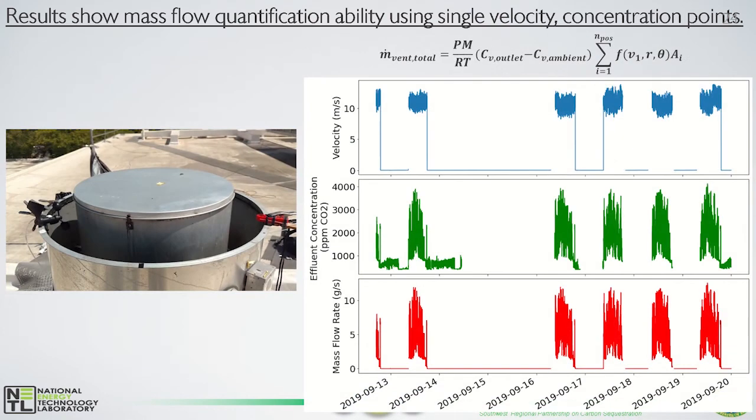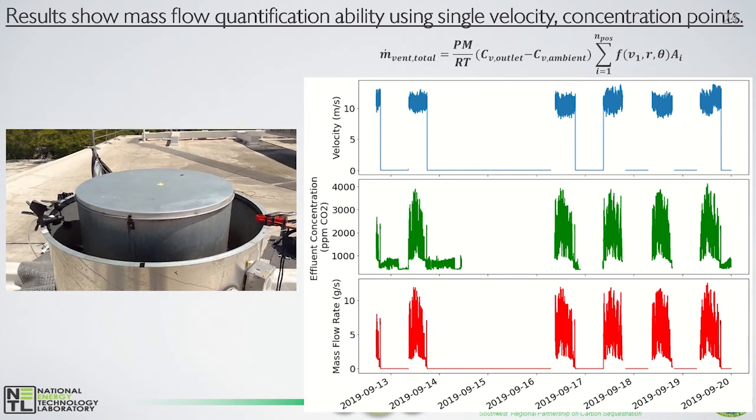The result is the monitoring scheme seen here. By measuring the velocity in blue and the concentration in green, we can estimate the mass flow rate of CO2 leaving the Panda Express vent continuously as seen in red. This tells us that at night the vent is off, or the velocity is 0, and the vent has variable emissions throughout the day.